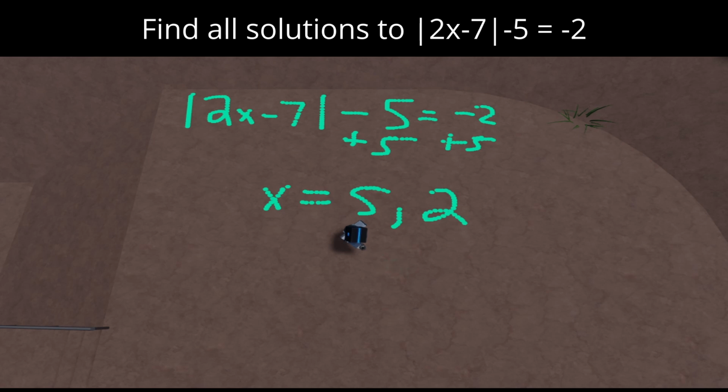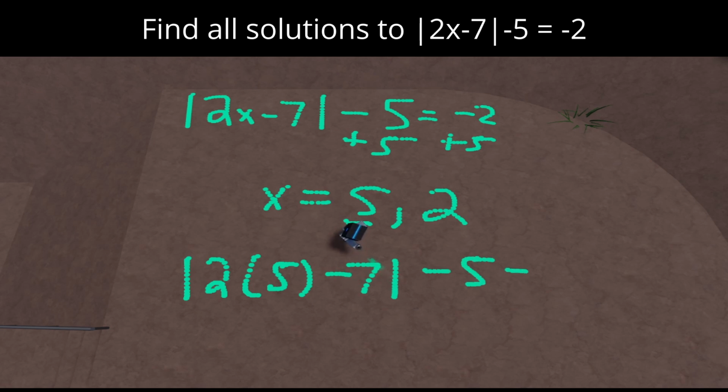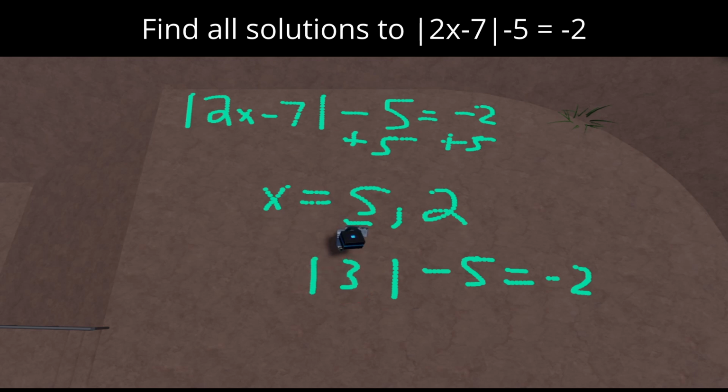Now remember, I said that for absolute value equations, it's always good to check your answers. So let me just do it really quick. Let's test 5 first. If I test 5, that'll be 2 times 5 minus 7 in absolute value, minus 5, is supposed to be negative 2. So this would just be 10 minus 7, and 10 minus 7 is just 3. So we have the absolute value of 3 minus 5 is equal to negative 2.